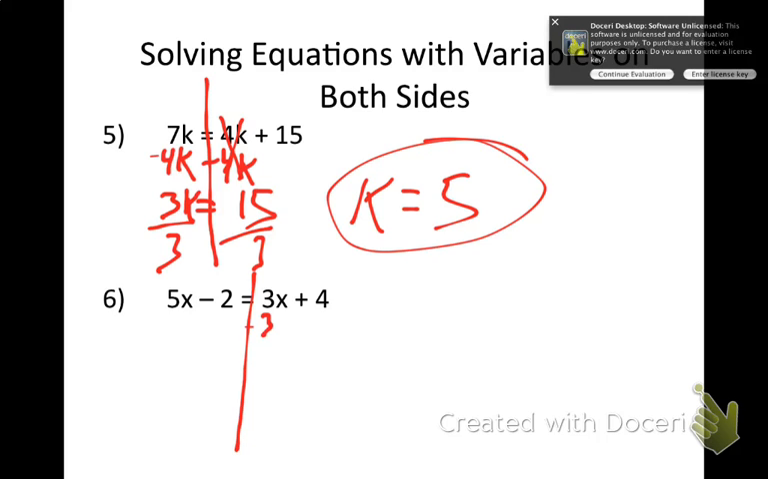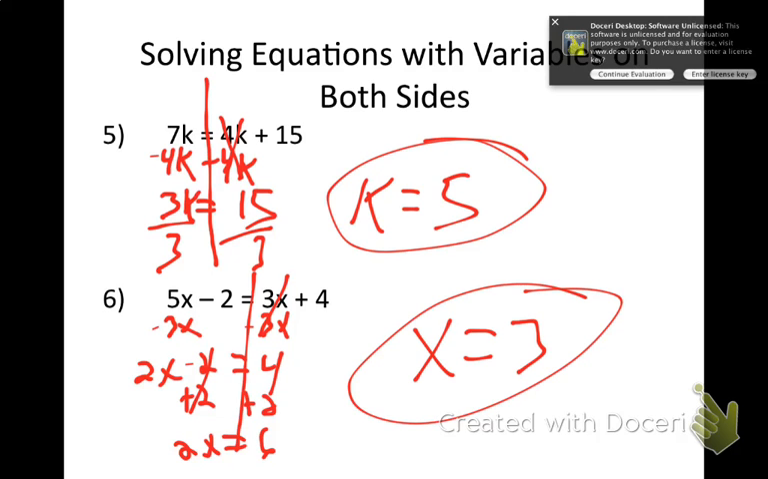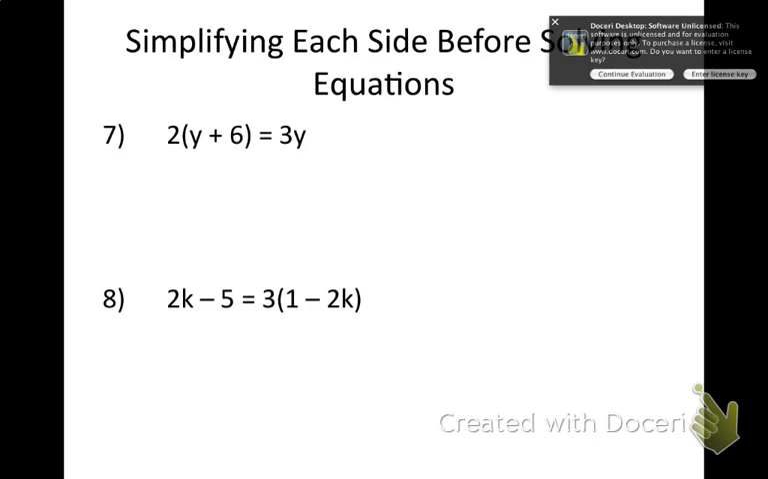So I'm going to subtract 3x, right? So I subtract 3x on both sides. 5x minus 3x is? So 2x minus 2 equals 4. What's my next step, Andy? Add 2. Giving me 2x equals 6. Get an answer of what, Andy? X equals 3. Good work. All right, try these two on your own.